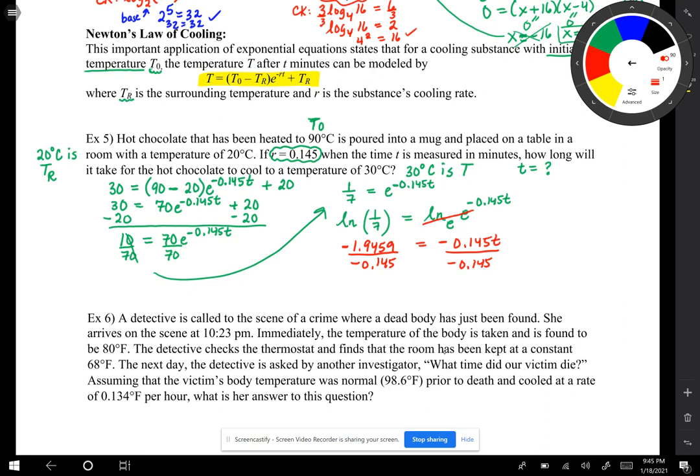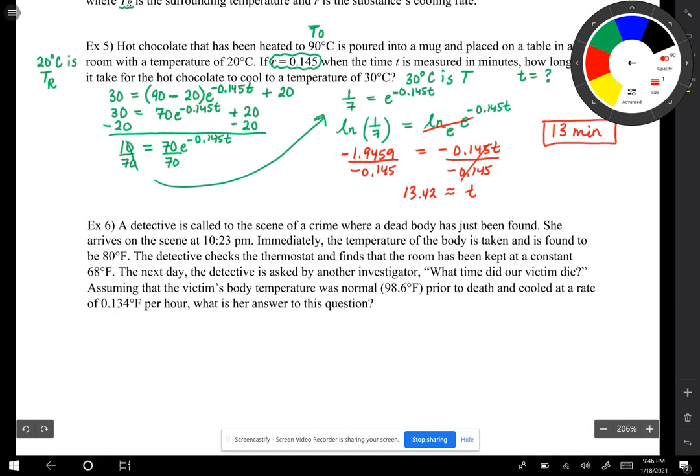And so that cancels, you're left with t, and I got t is about 13.42. So rounded to the nearest minute, it'd be 13 minutes. About 13 minutes is how long it'll take the hot chocolate to cool to 30 degrees Celsius. Okay, and we will do one more using Newton's law of cooling.